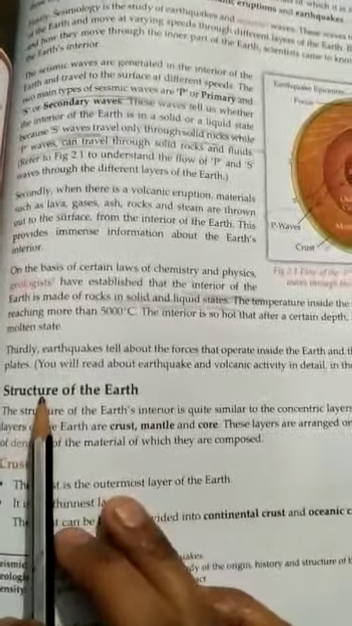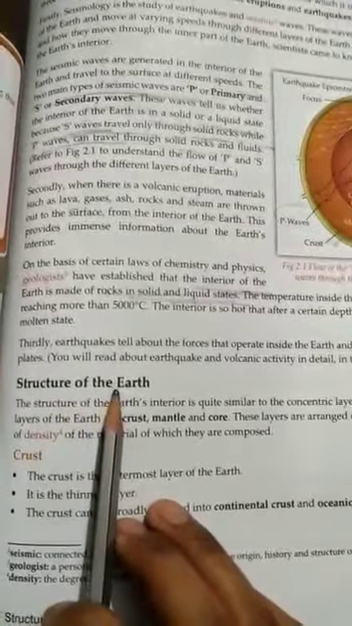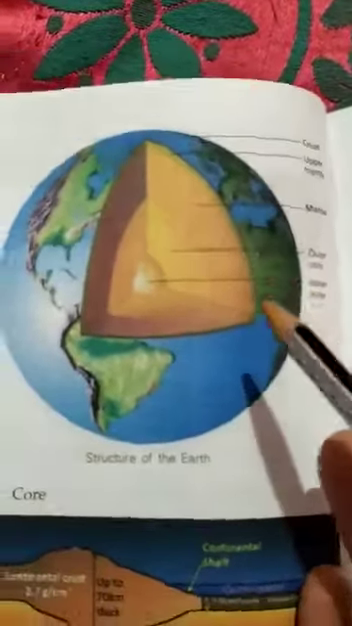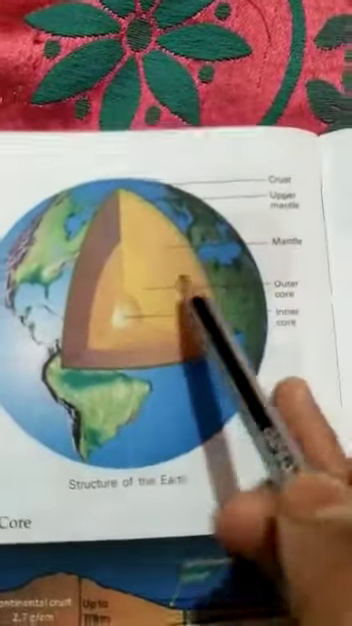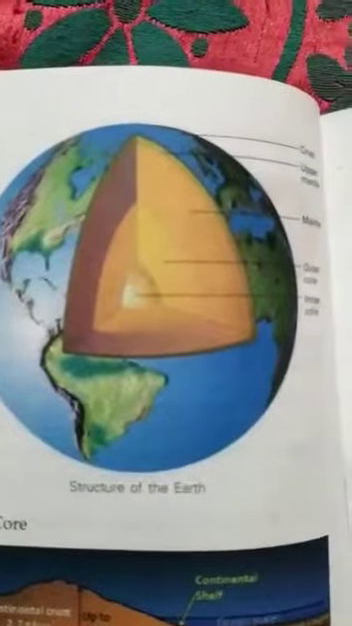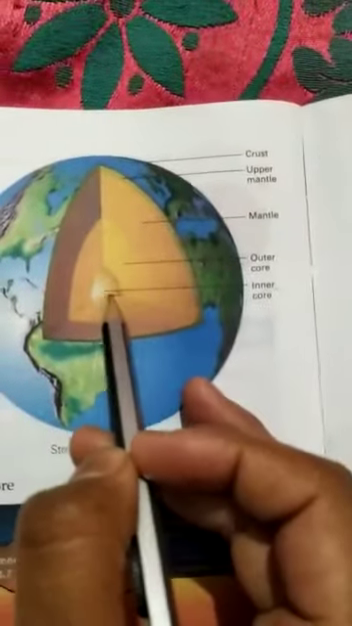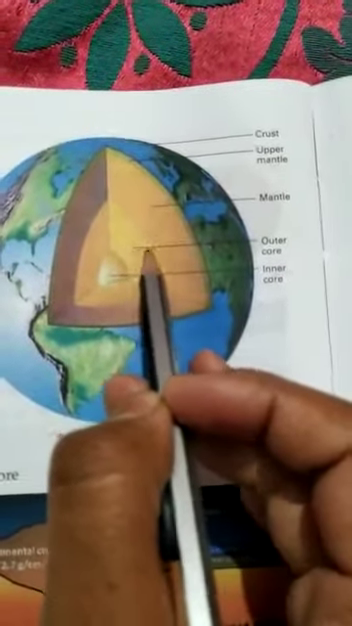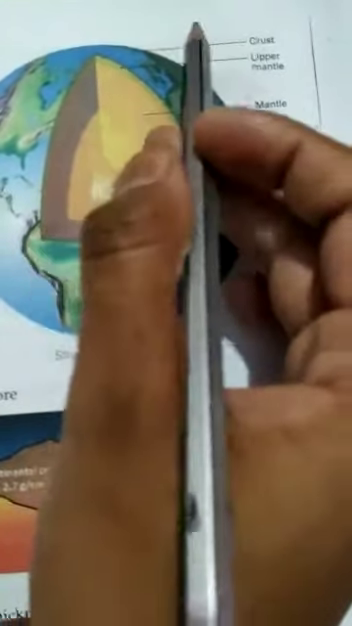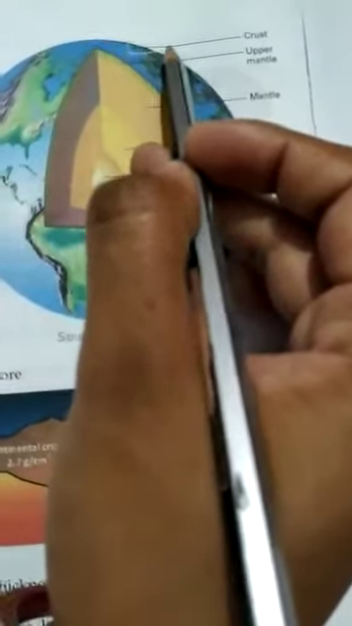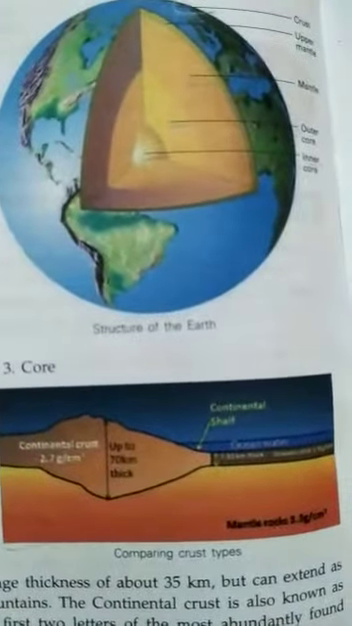Okay, and the next topic we have is the structure of the earth. First we come to our topic. Look at this picture, the structure of the earth. This picture shows the structure of the earth. This shows the inner core, and that one is the outer core, and that is the mantle, and this is the upper mantle, and then last is the crust. And this is the structure of the earth.